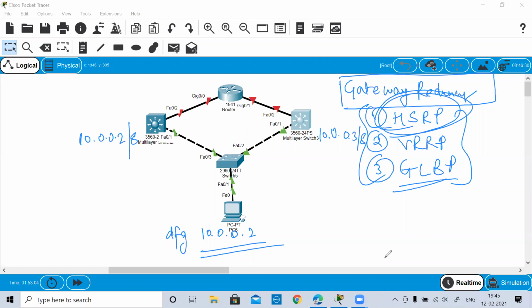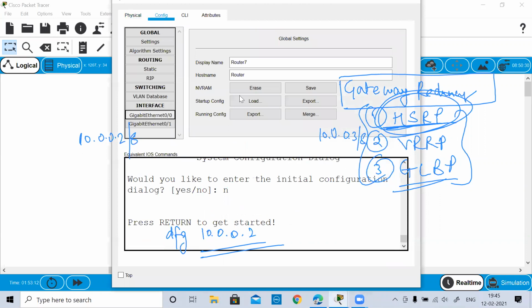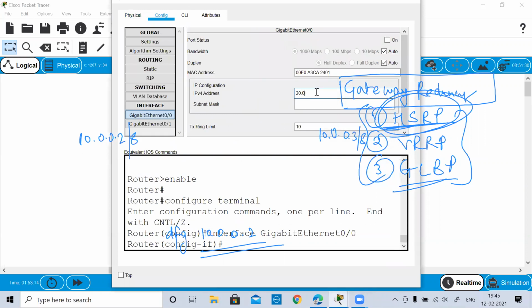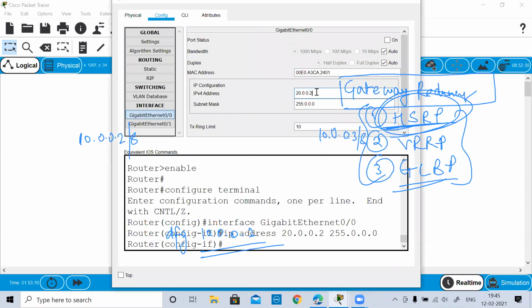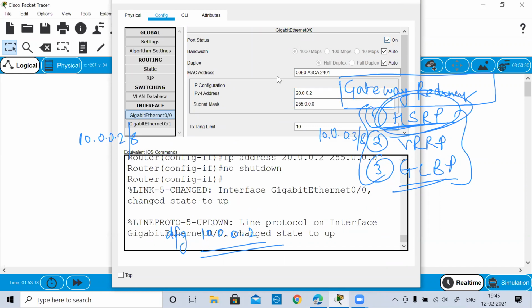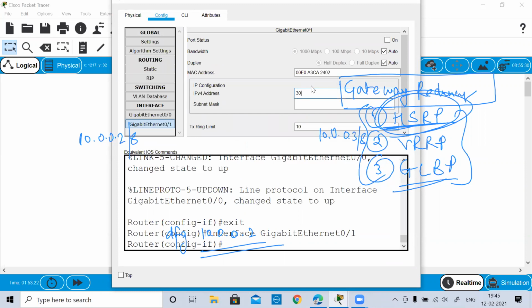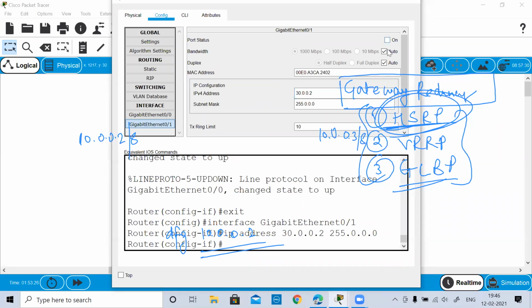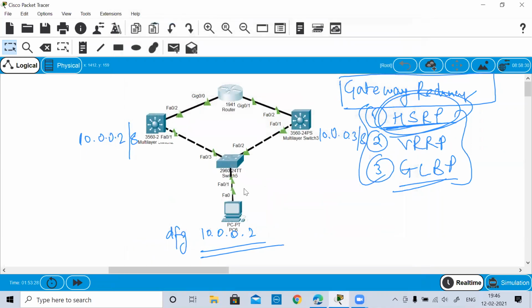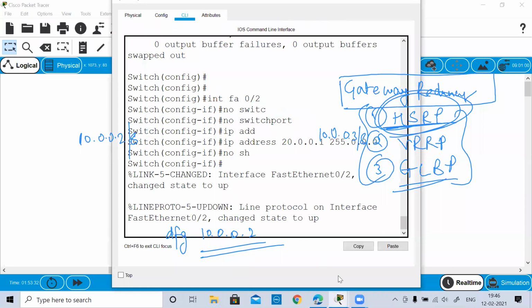So let me just finish off with this router also. First, GigabitEthernet 0/0. This was the 20.20 network, so this will be on. Yes. So now 0/1. I'll give it as 30.0.0.2 and keep it on. So this is now connected. What you have to do is go to the switch. Okay, let me just erase this off.